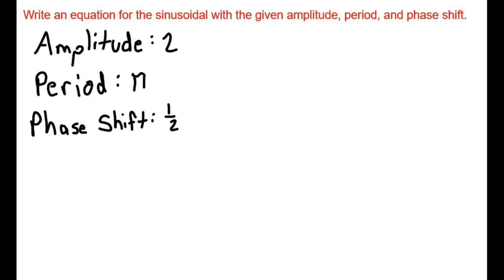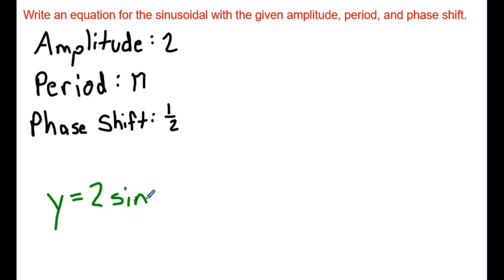In this next example, we want to write an equation for the sinusoidal with the given amplitude, period, and phase shift. We're just going to use the sine function. We're told the amplitude is 2, the period is pi, and the phase shift is 1/2. To start out our equation, we have y equals, our a value is 2 times sine.